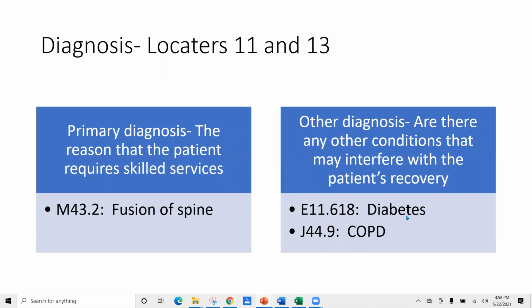The diagnoses, or locators 11 and 13, are related to primary and other diagnoses. So primary diagnoses are typically related to, for our patients, some type of musculoskeletal post-op surgery. And here I use the example of fusion of spine. And then other diagnoses, keep in mind that the patient may have some comorbidities that may exacerbate because of having surgery. So identifying those and assessing for those while you're doing the admission is important as well.